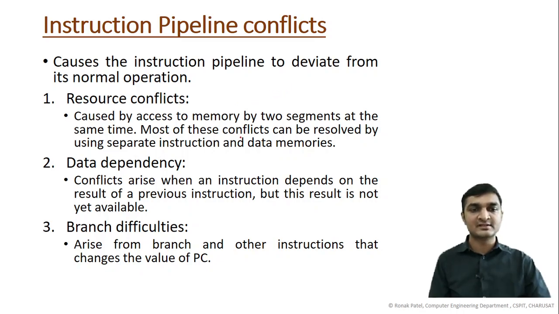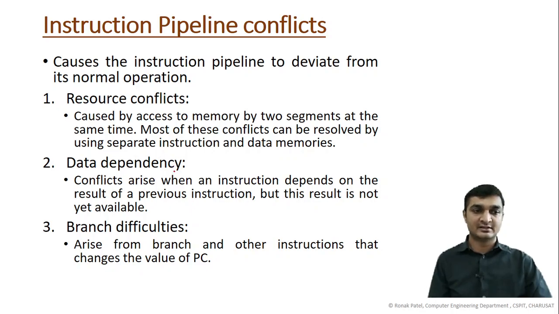Most of these conflicts can be resolved by using separate instruction and data memories, right? You can have different memories, one for instruction and another to store your data, and you can have a different bus as well, right? For instruction you can take from one bus, and for data you can take your data from another bus. So resource conflicts can be resolved like this.